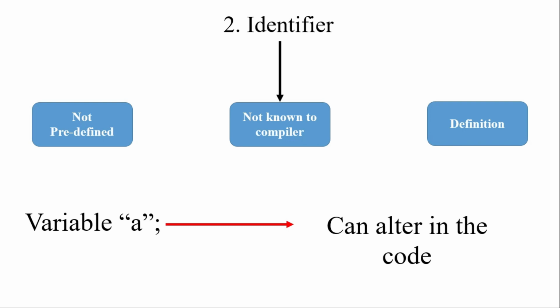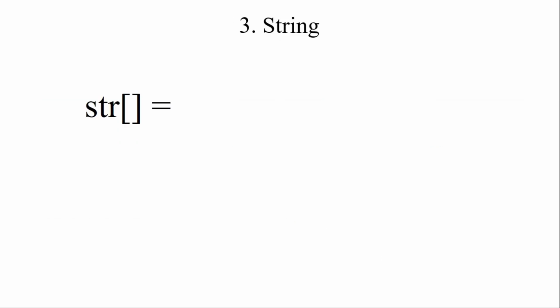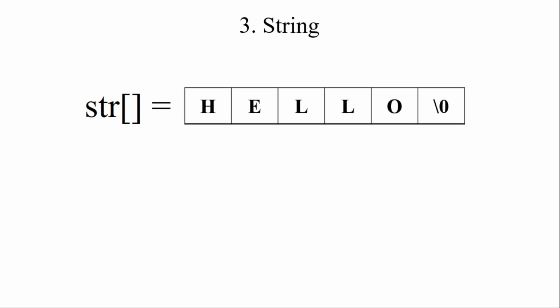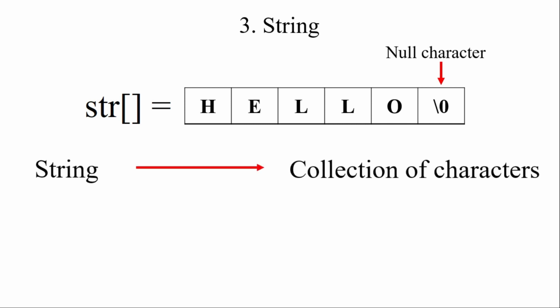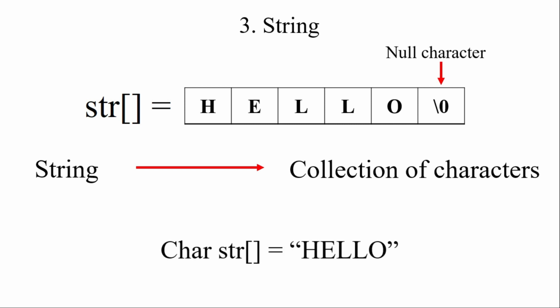The third token is strings. In C programming language, a string is a sequence of characters which is terminated with a null character. In simple terms, we can say that a string is nothing but a collection of characters, but it is placed in a double quotation. When the compiler encounters a sequence of characters enclosed in a double quotation, it appends the string with a null character at the end by default. This null character signifies the end of the string.